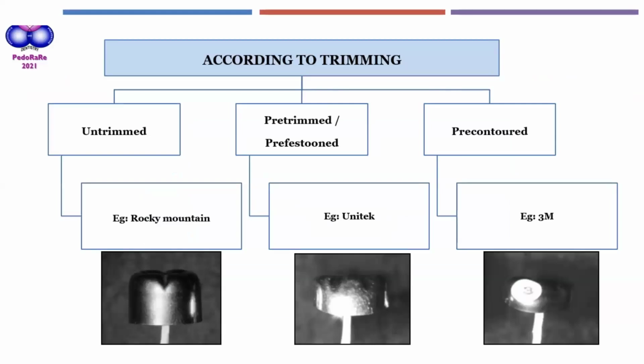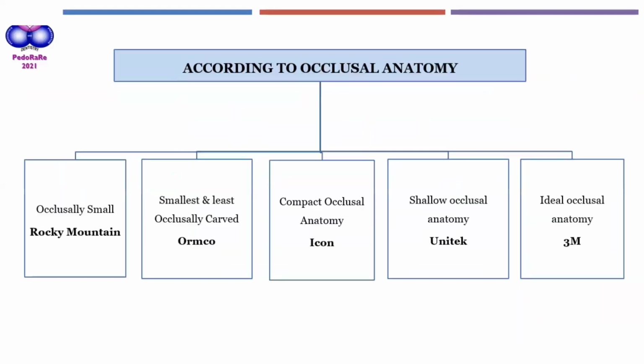Untrimmed crowns were introduced earlier on. There was a lot of trimming to be done, and they had a long body. This was introduced by Rocky Mountain. Then it became pre-trimmed and pre-festooned by Unitek. And lastly, we got 3M, who introduced the pre-trimmed, pre-festooned and pre-contoured crowns.